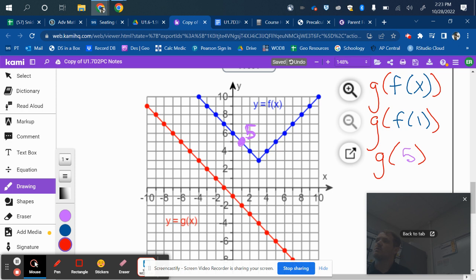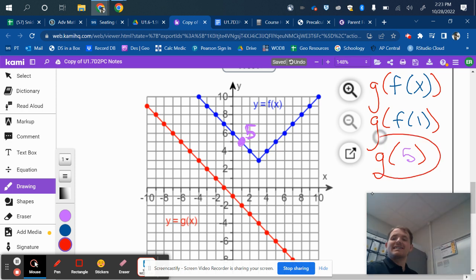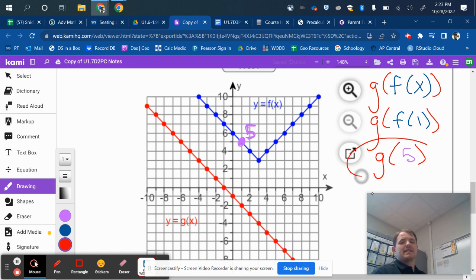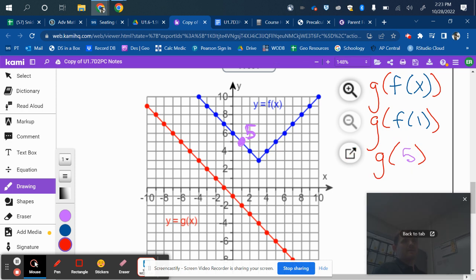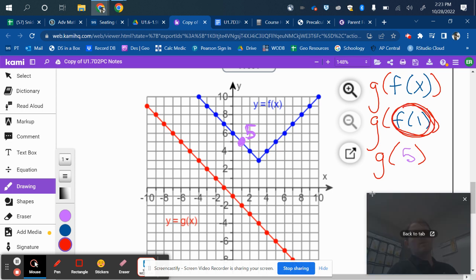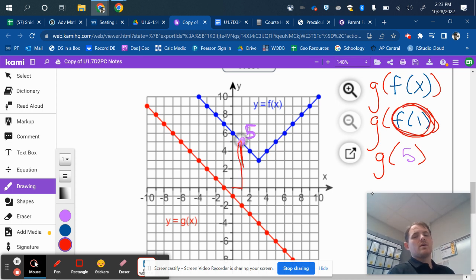Again, trust what you know. We already took a test over this, and you guys knocked that part out of the park. We took a test over plugging into functions. How do we get 5 from the blue f of 1? So I went over 1 and up 5.